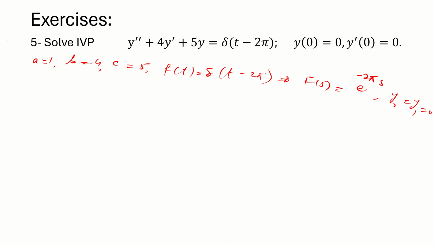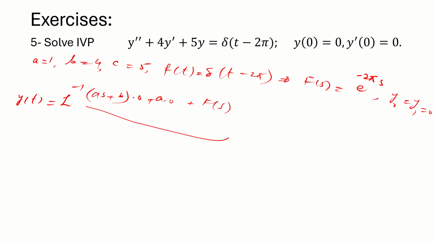Now using the formula, y(t) is equal to the Laplace inverse of (as plus b) into y0, so that's gone because y0 is 0. So the first part, as plus b into 0, plus a into 0, plus F(s), divided by the characteristic part.